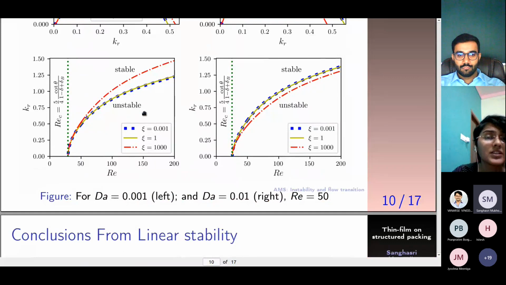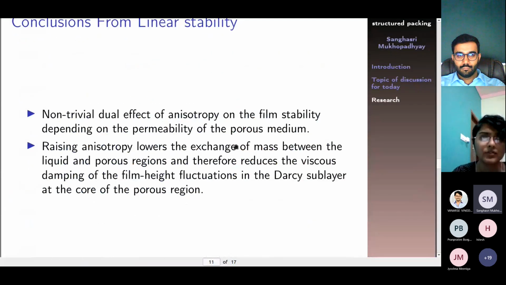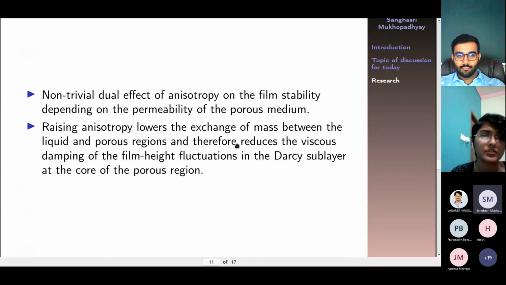We can see that raising the anisotropic value gives a dual effect depending on the mean value of the permeability of the matrix itself. So we can reach a conclusion from the linear stability analysis because of this dual nature. It's very interesting to see. Also, this dual nature comes in the higher values of the Reynolds number. At a low value of the Reynolds number, there is not much visible effect of the anisotropy. When we go to a high value of the Reynolds number, we can see the effects.